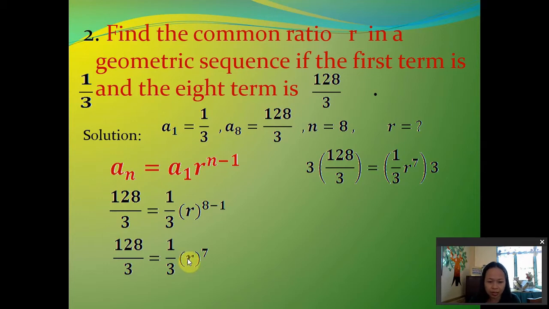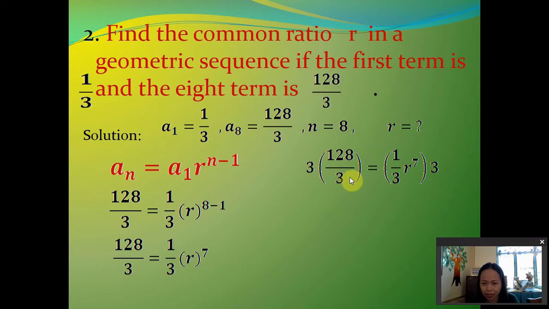Okay, in which the numerical coefficient of r is 1/3. So, to eliminate 1/3, we will apply the multiplication property of equality. So we will multiply both sides by 3, which is the reciprocal of 1/3. So the reciprocal of 1/3 is 3. So to eliminate 1/3, so that r will remain, we will multiply both sides by 3.